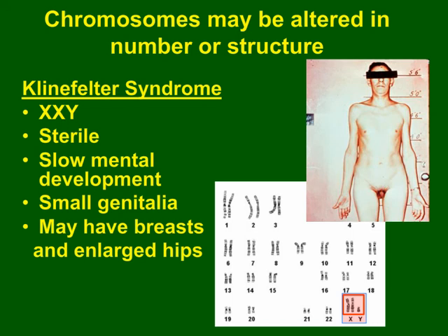They do have a penis, but they also have very female-like features. They have female hips, buttocks, etc. They may even have breasts. But again, they tend to be sterile. They may also have very slow mental development. And it's all because they have too many X chromosomes.